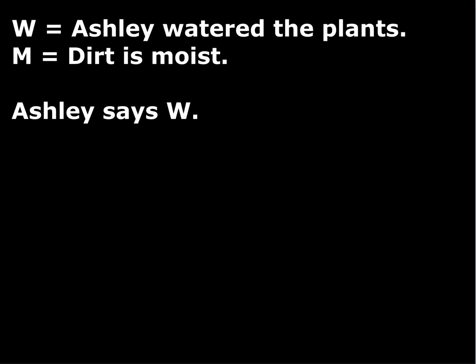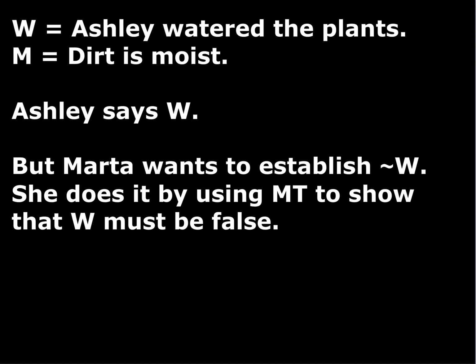Ashley is putting forth W. Ashley's position is Ashley watered the plants, or she'd say I watered the plants, because she doesn't talk about herself in the third person. So Ashley's position is W. Marta wants to establish not W. She thinks Ashley's full of shit. She thinks that Ashley didn't water the plants. So Marta's goal is to establish not W. How is she going to establish that? Well, she's going to use modus tollens to show that W has to be false.